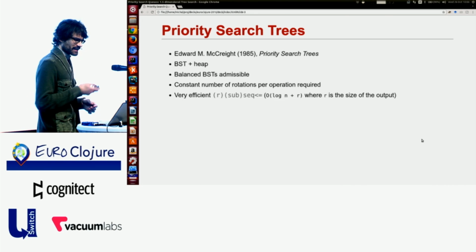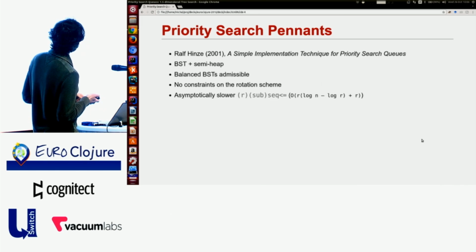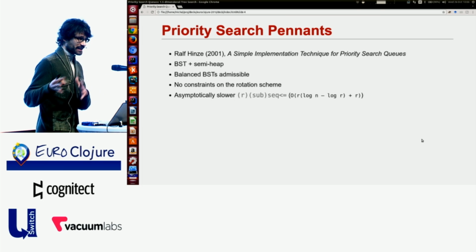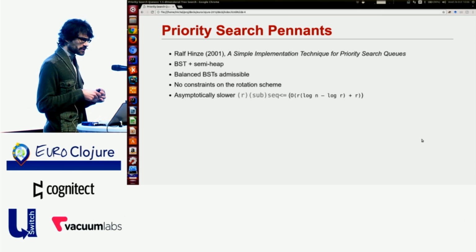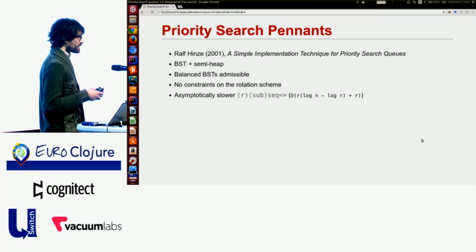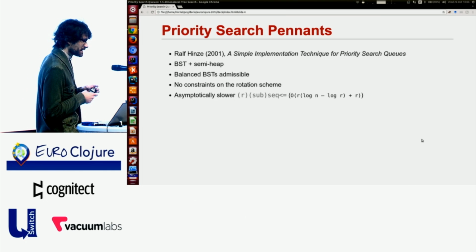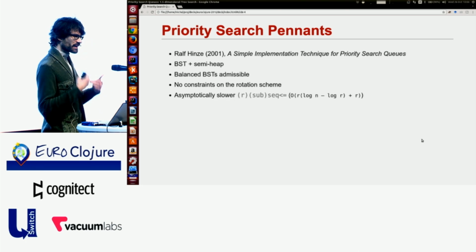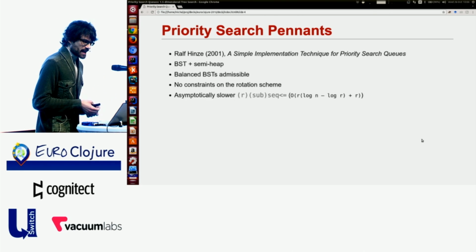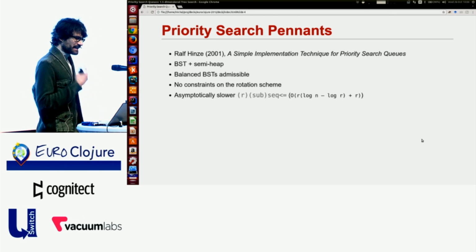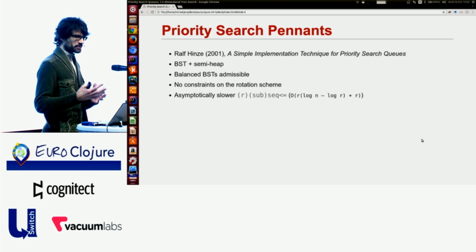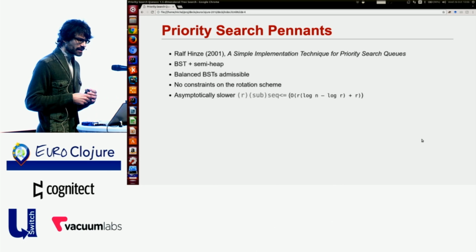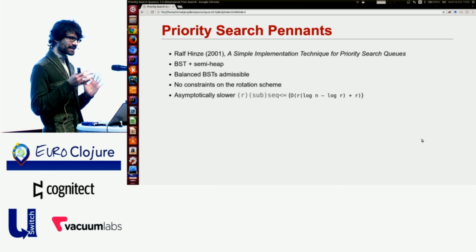about it because I'd like to focus today on a more recent realization of the same abstract data type due to Ralf Hinze, who in his 2001 paper, A Simple Implementation Technique for Priority Search Queues, presented what he calls priority search pennants. And now, some of the core ideas here are the same. So priority search pennants also use a binary search tree structure combined with a heap-like structure. But the crucial difference is that in this case, this is not a full heap.